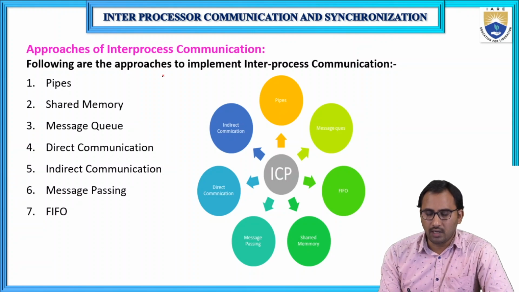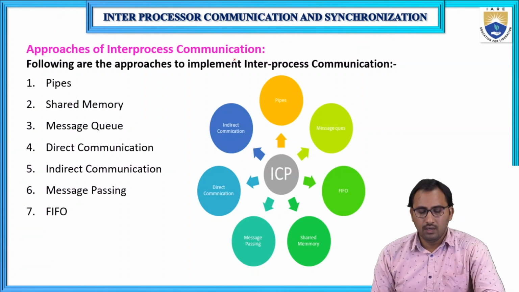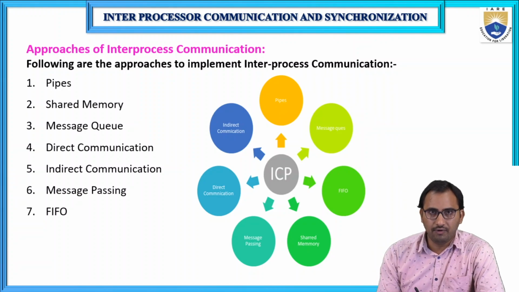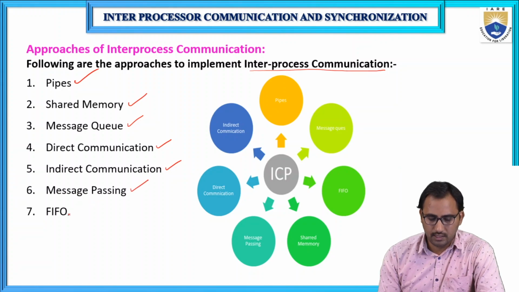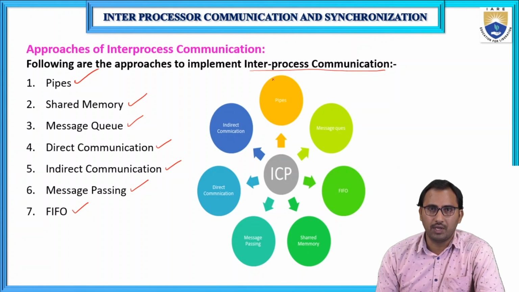And coming to the approaches of inter-process communication. These are the different approaches to implement inter-process communication. What are those approaches? First one is pipes. Second one, shared memory. Third one, message queue. Fourth one, direct communication. Next one, indirect communication. And next one, message passing. Then FIFO.